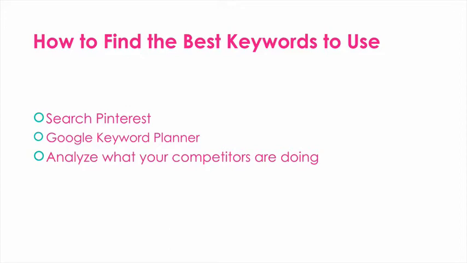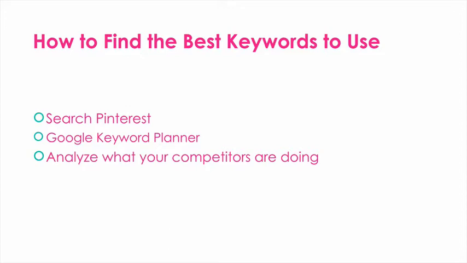Another way I like to find keywords is by using Google's Keyword Planner. I use Google's Keyword Planner to figure out what keywords I'm going to use on my blog. So why not use it when I search for keywords to put on Pinterest?